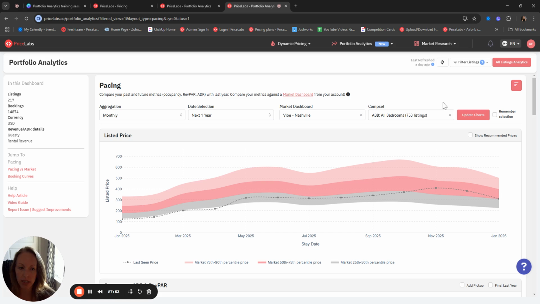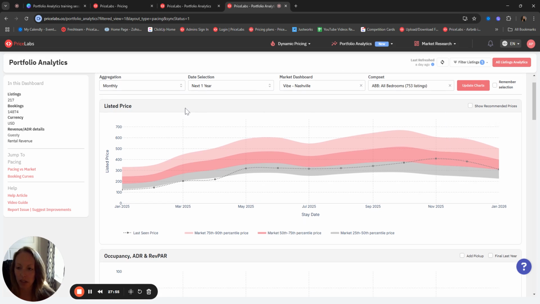So this first chart is showing you the listed prices. These are the PriceLabs recommended prices in the dotted gray line. If you're using dynamic pricing, it's the last seen price, last synced price, that it's showing. And then the different colors are from this market dashboard data. Similar to what you see in the neighborhood data tab within the dynamic pricing product, the gray area is showing you the range of the 25th to 50th percentile. Dark pink is the range of the 50th to 75th percentile. And the light pink is the range of the 75th to 90th.